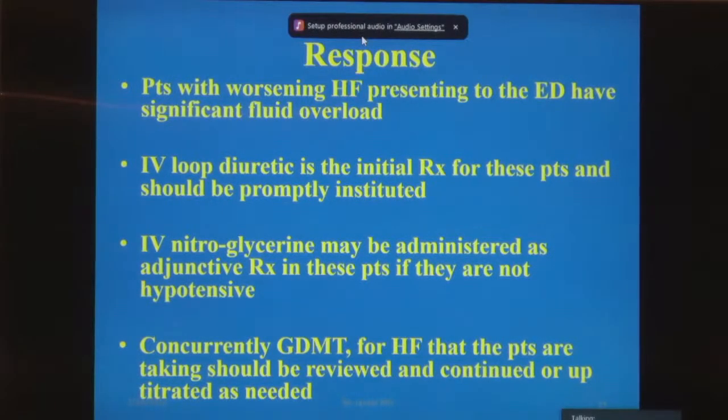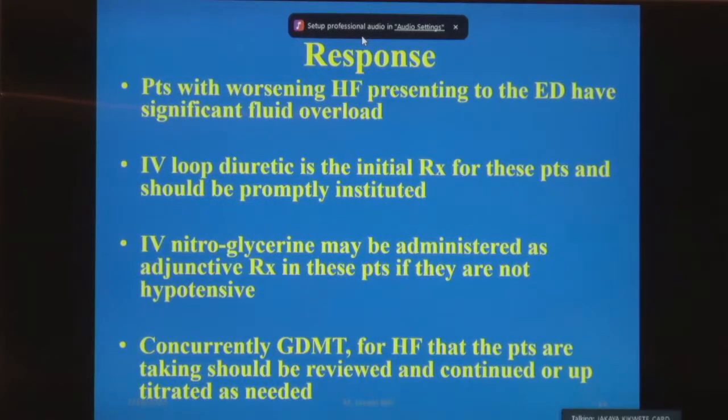Just to emphasize the point, these patients, when worsening, present to the emergency department overloaded with fluids. I said it earlier, initial treatment is an IV. A nitro may be administered, but it is just an adjuvant.